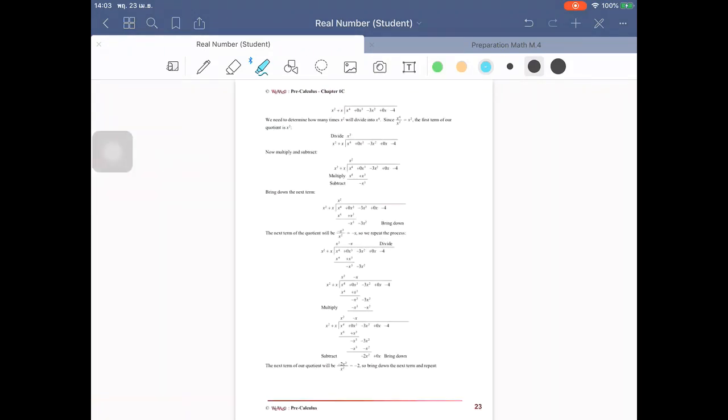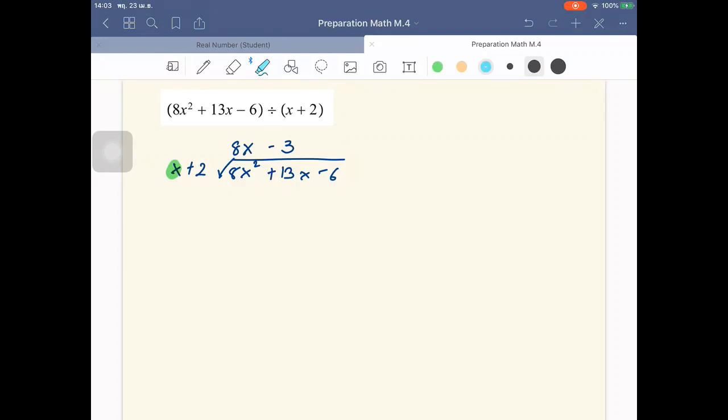Let's turn to another page. I copy the question here to show you more clearly. The first step, we will do long division. Which term should you multiply to this term to get 8x squared? The term you should multiply is 8x, and then you multiply 8x to each term. You will get 8x squared plus 16x, and then next you do subtraction. You get negative 3x, then you pull this one down.